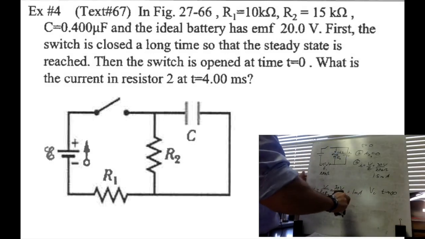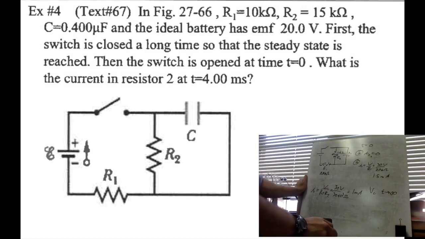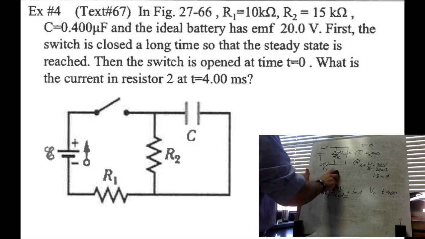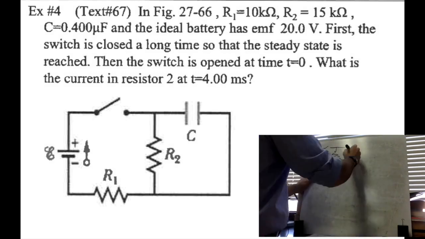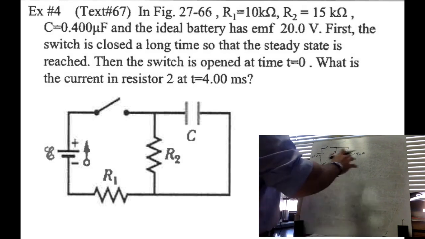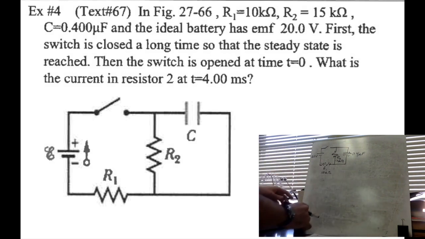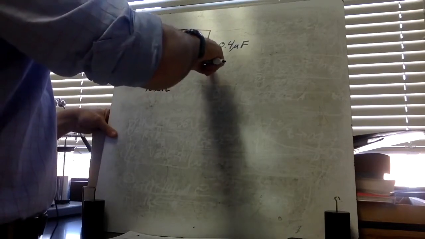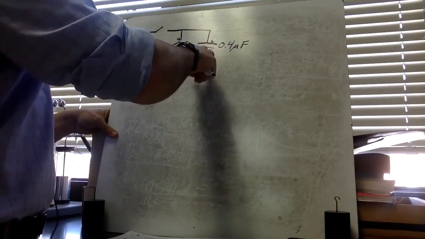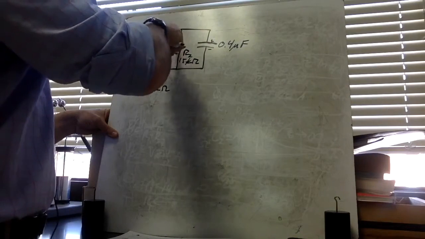Let's take a look at example 4. This one is the same basic setup except for changing some of the numbers. R1, R2. Okay, so when we're solving this problem, we have to realize that the voltage that collects on this is going to be the same as the voltage across this resistor.